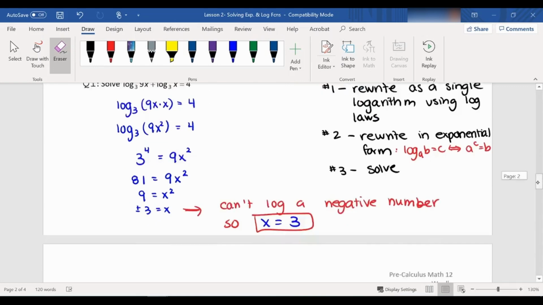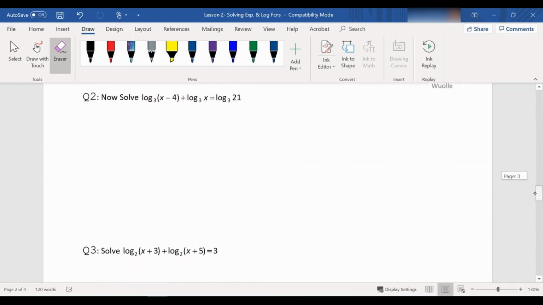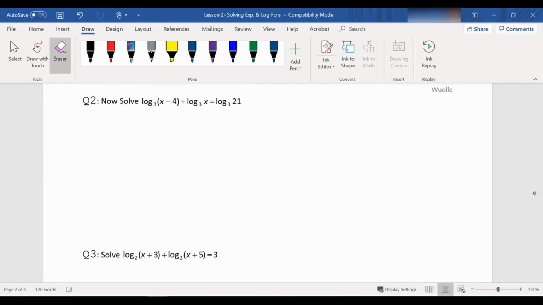So we're going to try another one here. Again, step 1, I'm going to rewrite using my log laws. So this is going to be rewritten as log base 3 of x minus 4 times x. This is all inside our log, equals log base 3 of 21.